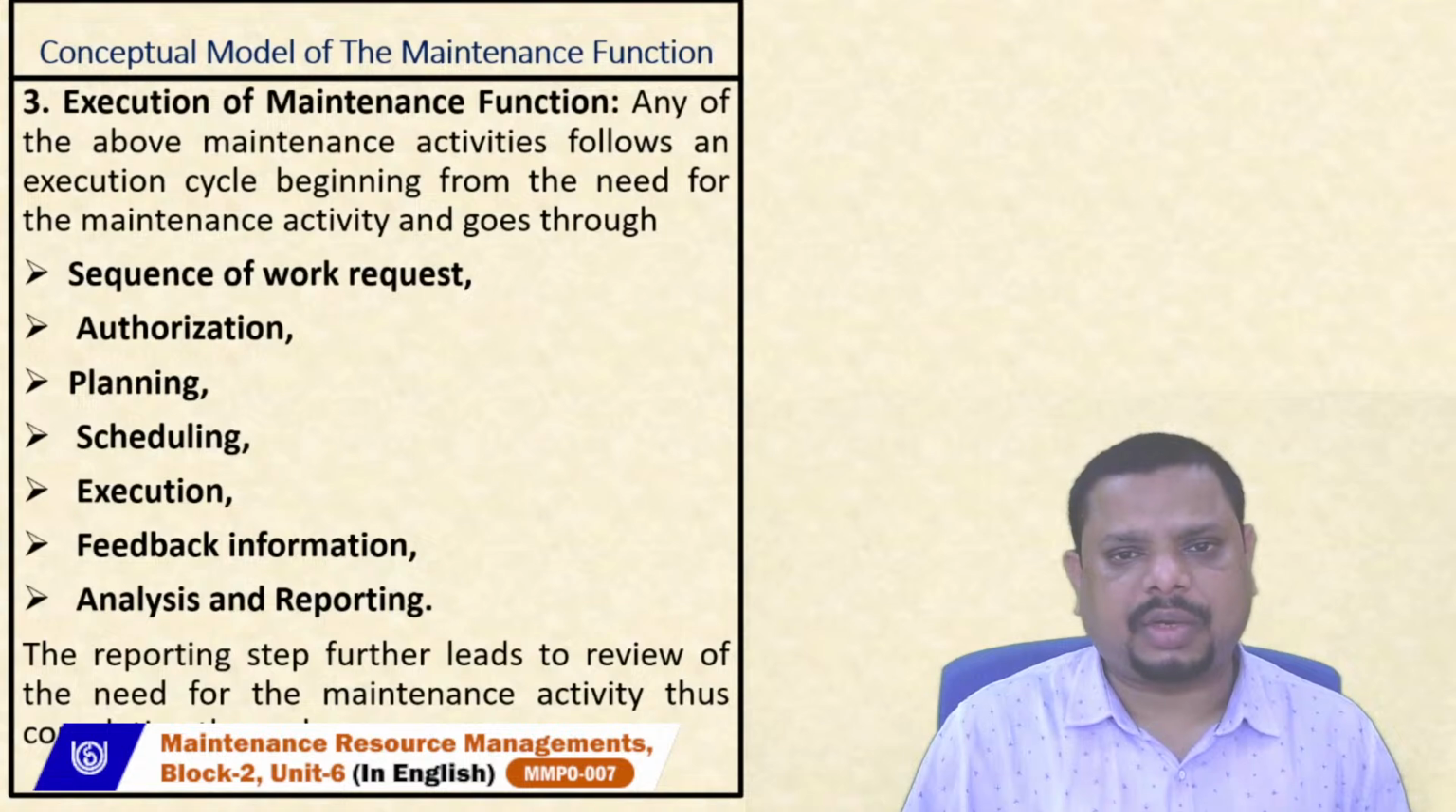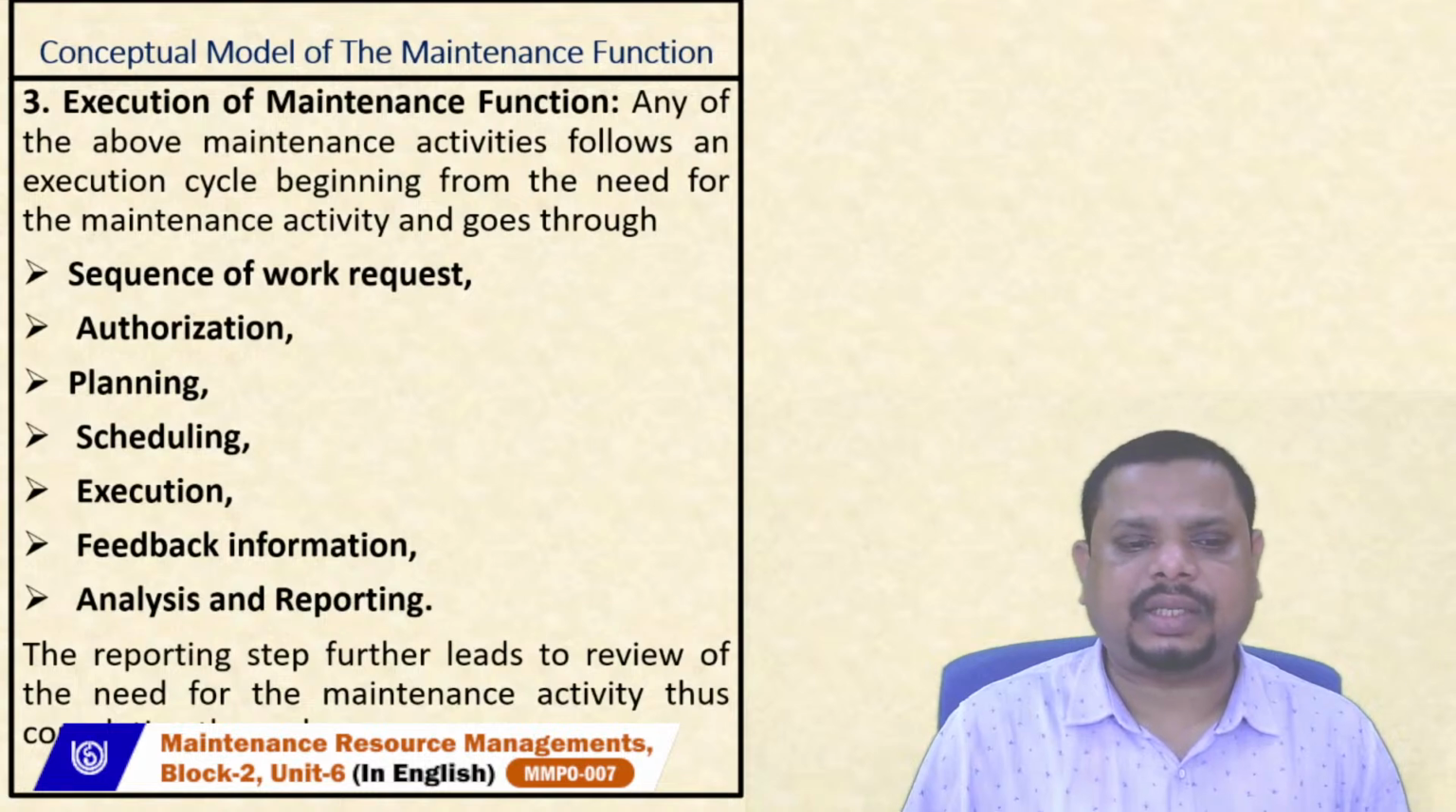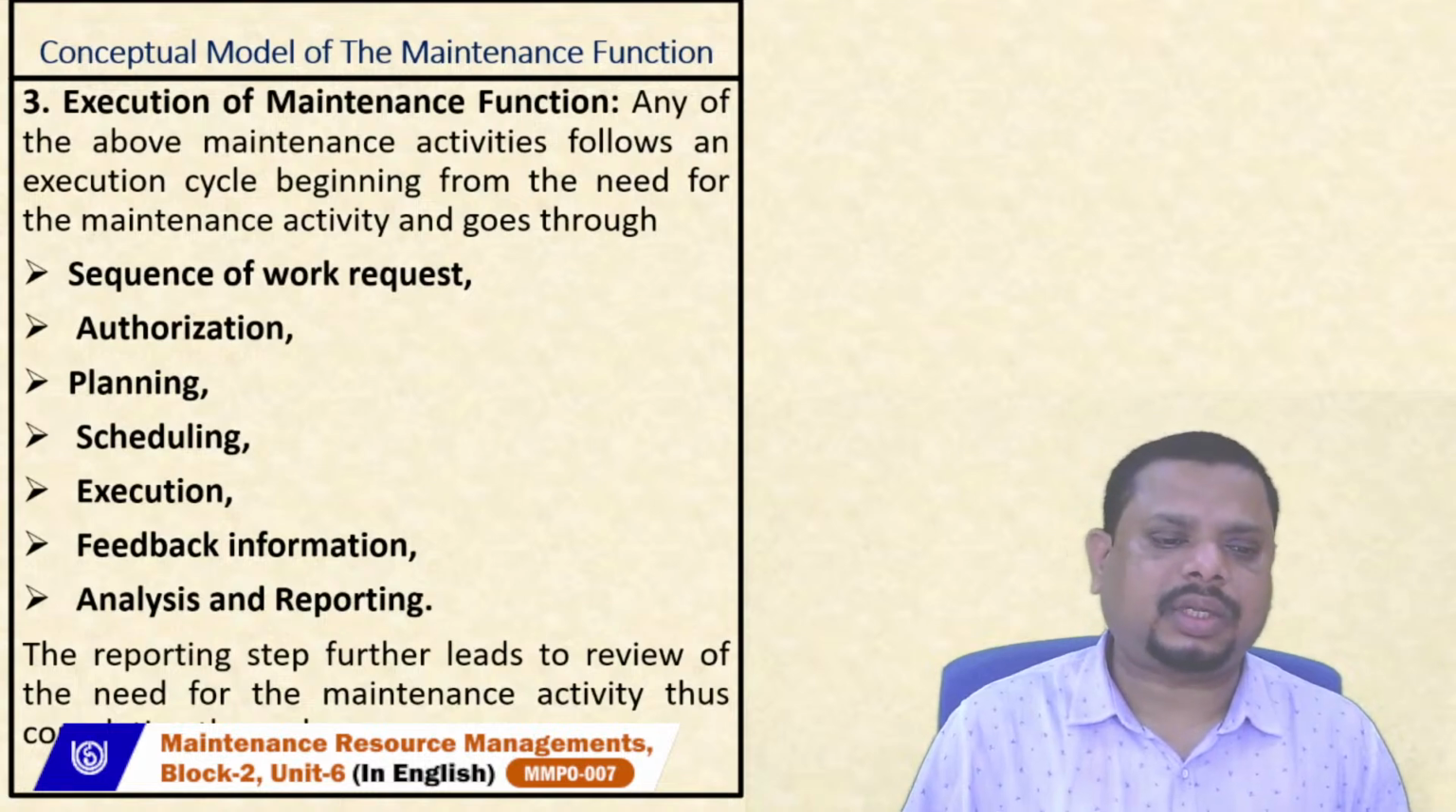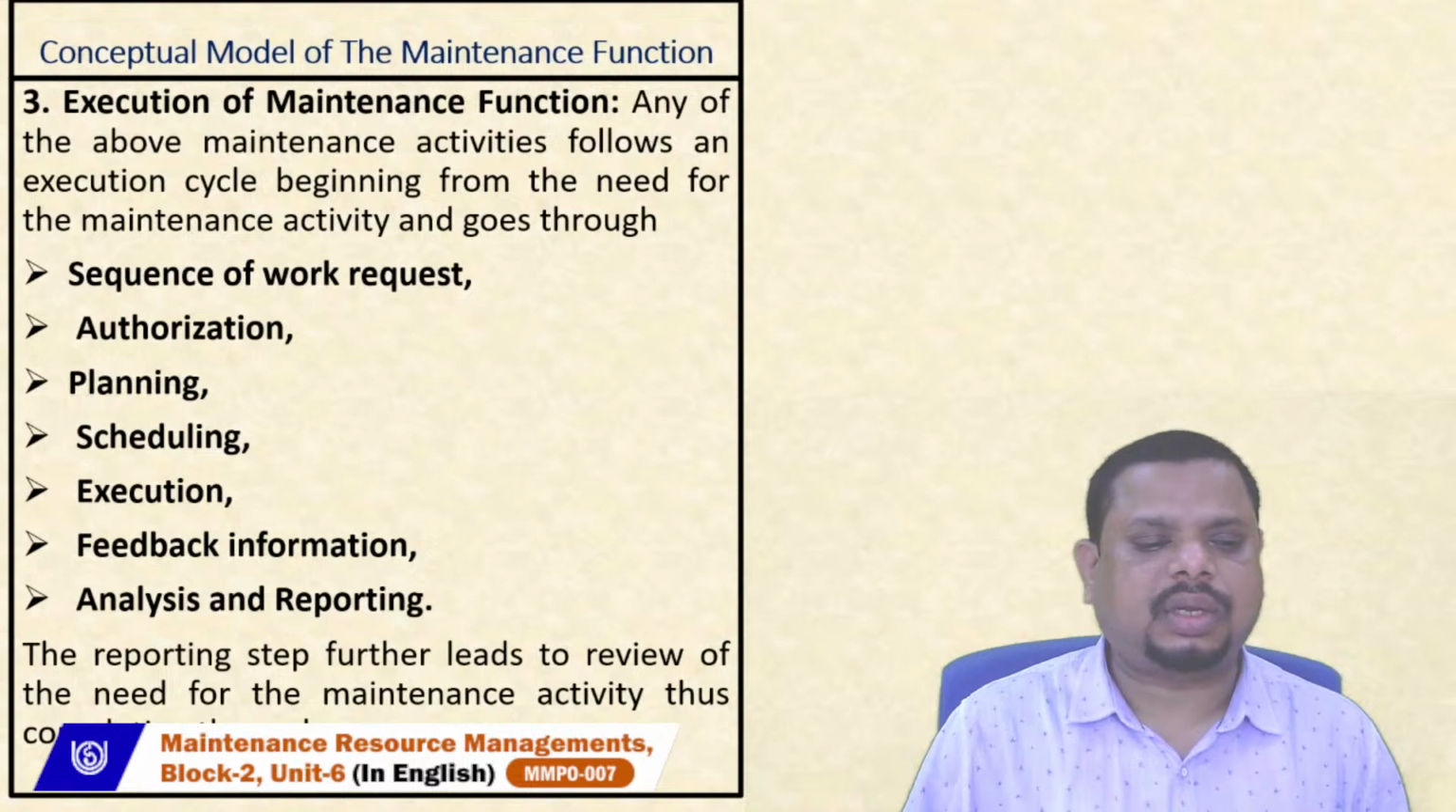from the respective departments. Moving to the next one, this data in the form of feedback goes for analyzing and reporting to the higher authorities. The reporting step further leads to a review of the need for maintenance activities, thus completing the cycle. After a number of reviews by the top level of management, the maintenance activity cycle is complete.